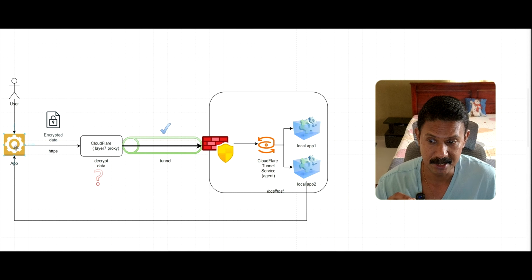But what you should understand is that the communication between your app and the Cloudflare proxy is encrypted, so that is in HTTPS. But that data will be decrypted within Cloudflare. Only then can it transmit the data through the tunnel to your Cloudflare tunnel service agent, through which your local app will then pick it up. And this is where the security concern lies.